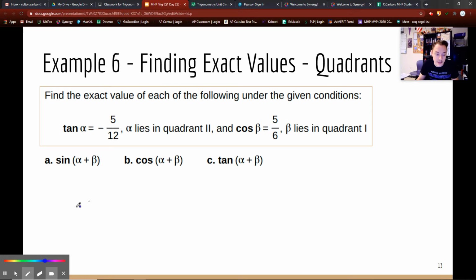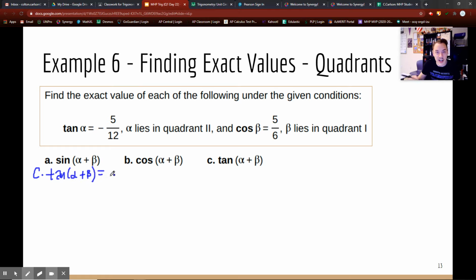Okay, now let's go to tangent. So C. Oh man, I erased my triangle too. That's okay. I don't need it. So C, tangent of alpha plus beta.